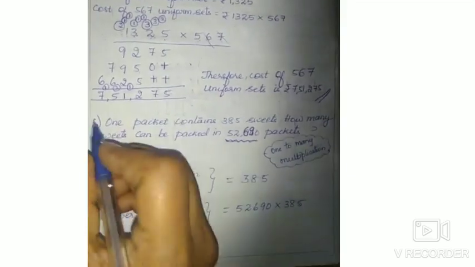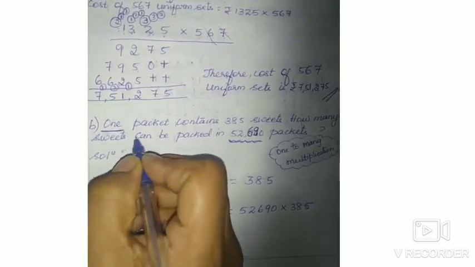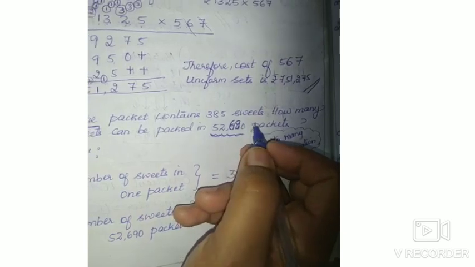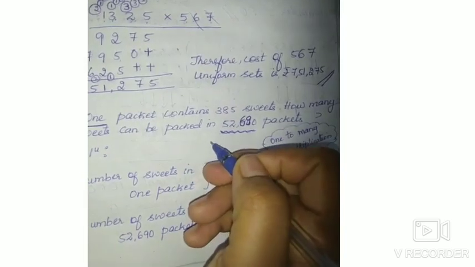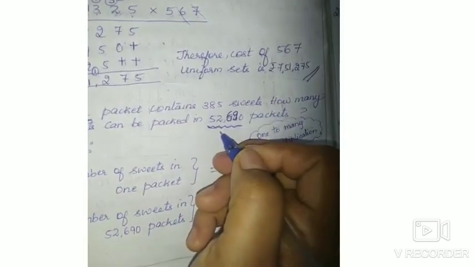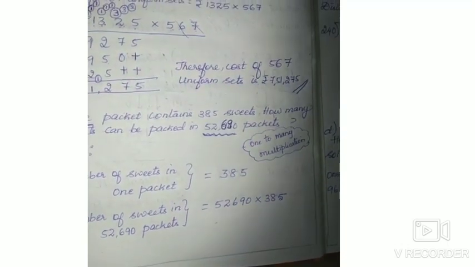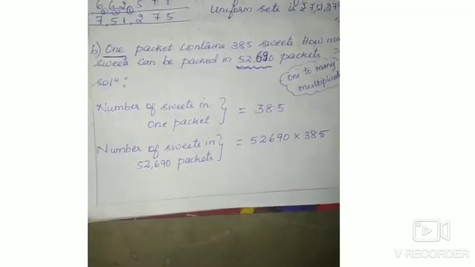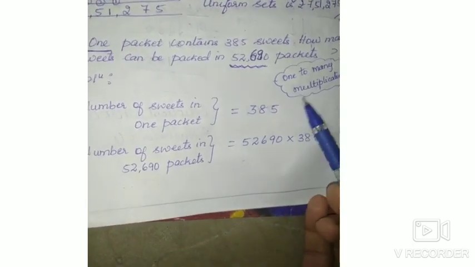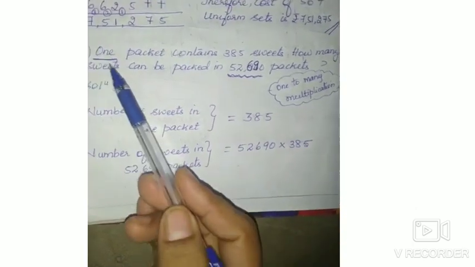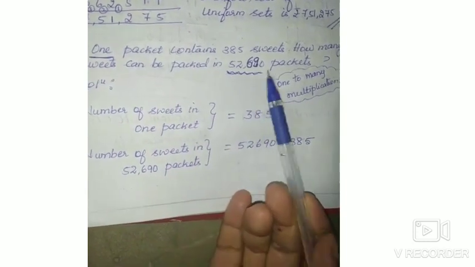Next word problem is one packet contains 385 sweets. Here also you can see one packet contains 385 sweets. How many sweets can be packed in 52,690 packets? So here also same thing. 1 to many is multiplication. One part is given and asking for more parts.